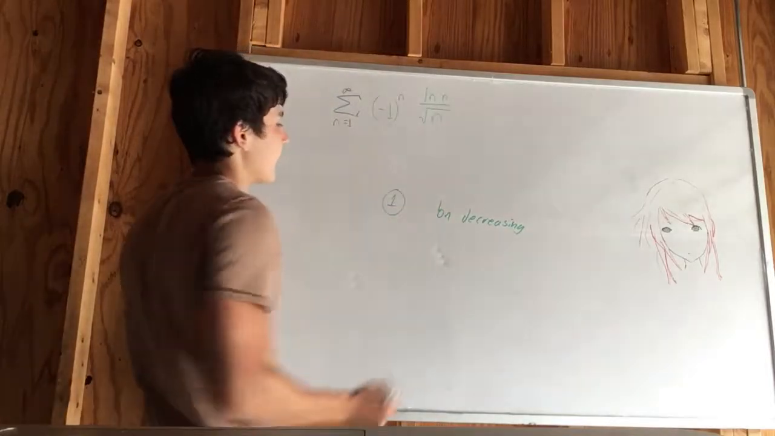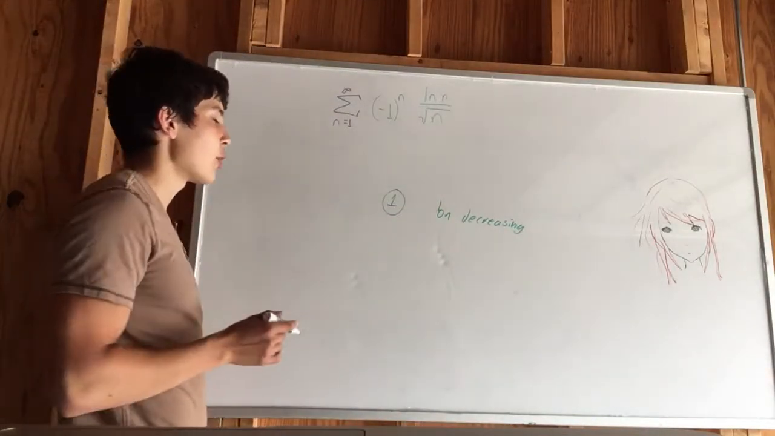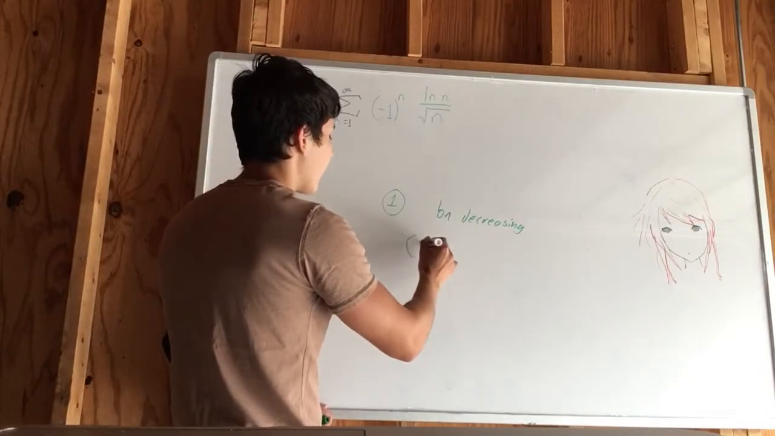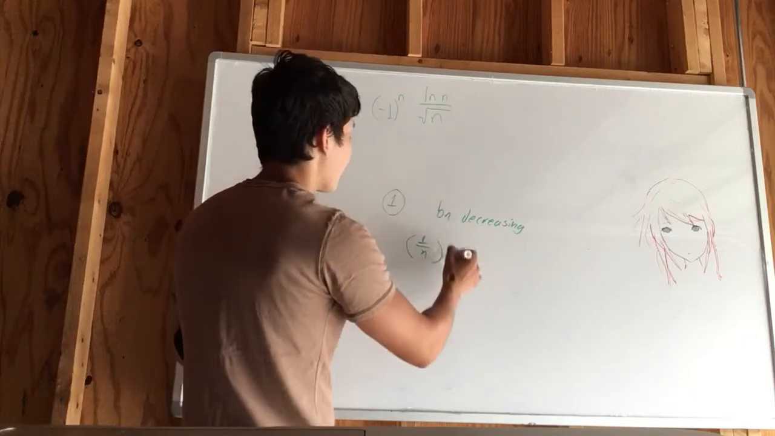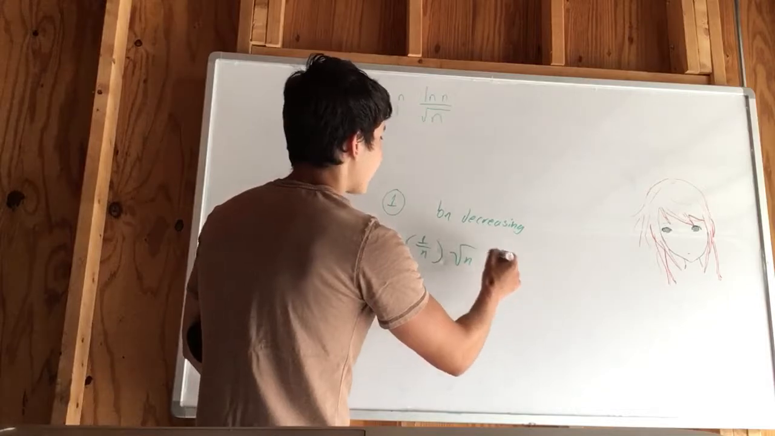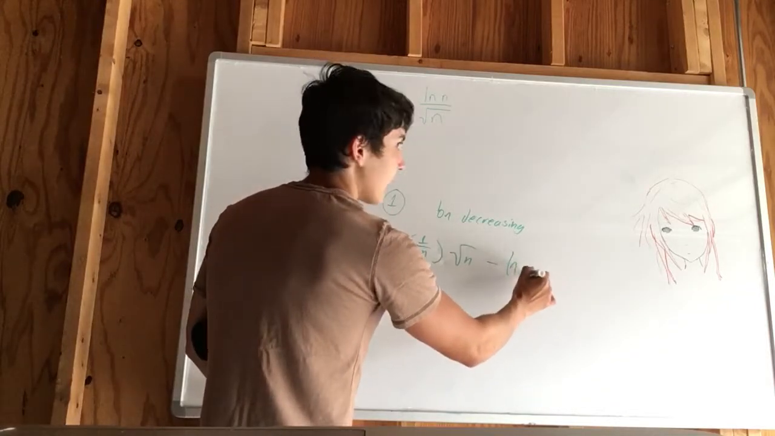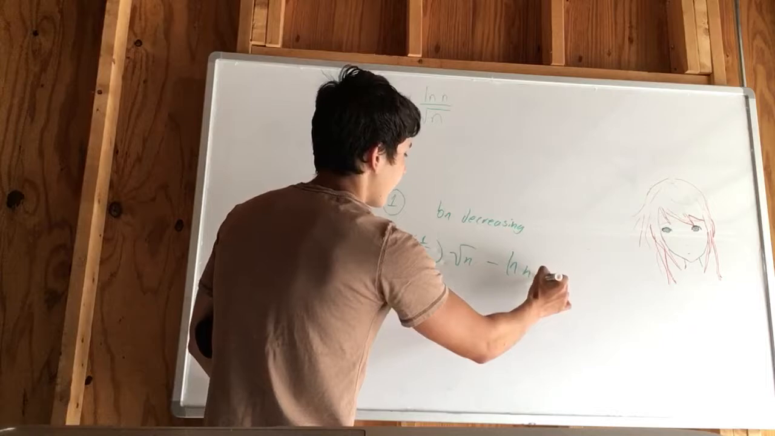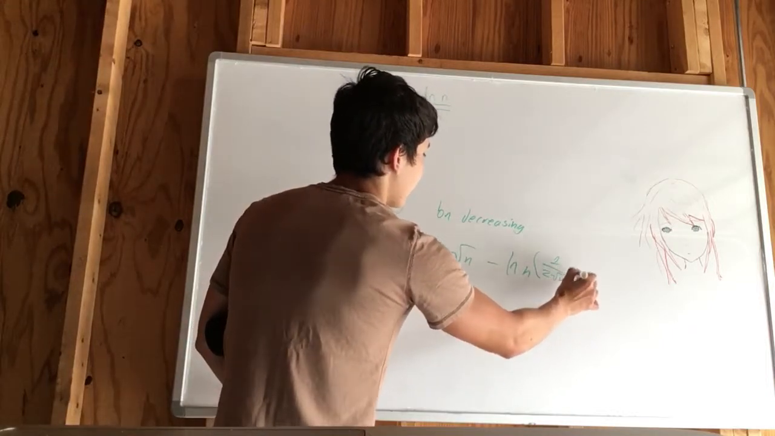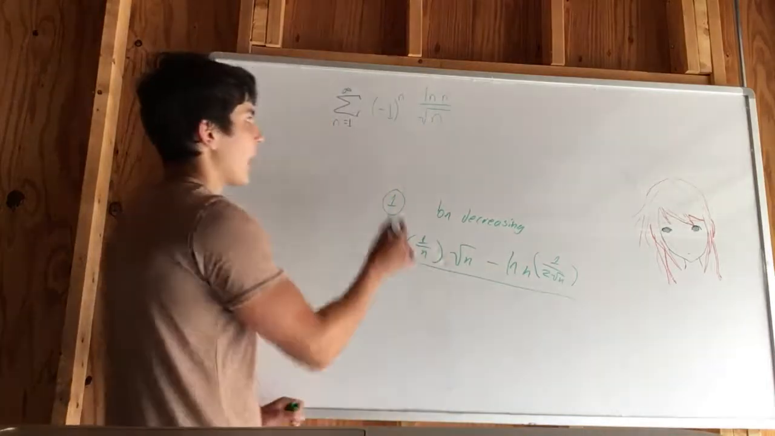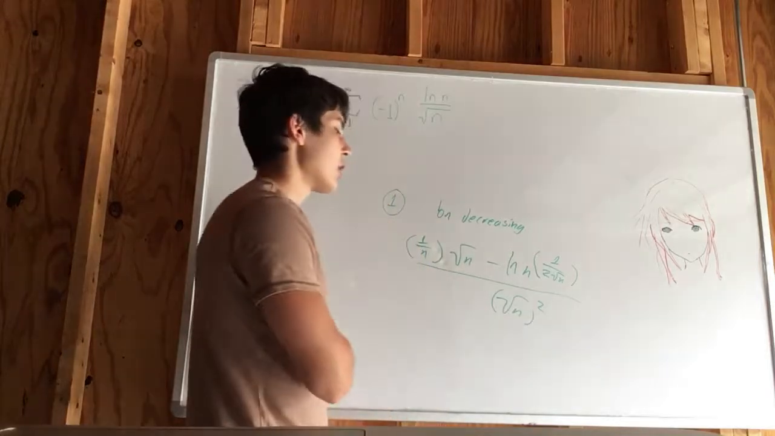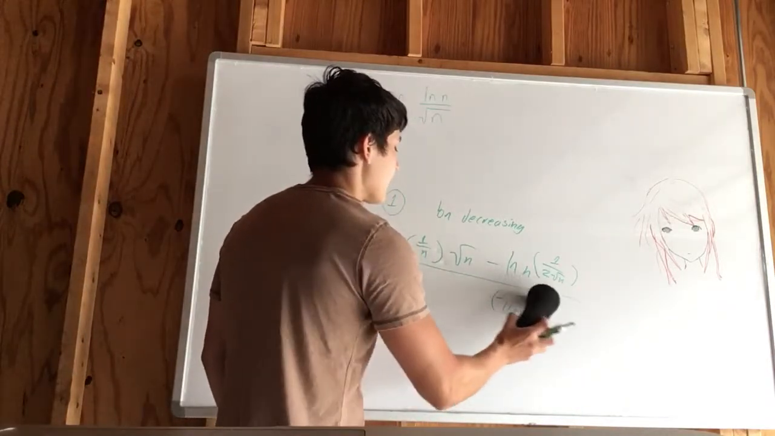How do we take a derivative of a fraction like this? Well, we have the quotient rule. With the quotient rule, we take the derivative of the numerator. That would give us 1 over n. Then we multiply by the denominator, which would be square root of n. We subtract the natural log of n times the derivative of the denominator, which is 1 over 2 square root of n. And then we have the denominator squared. So this is squared, which just cancels out the square root and leaves us with n.